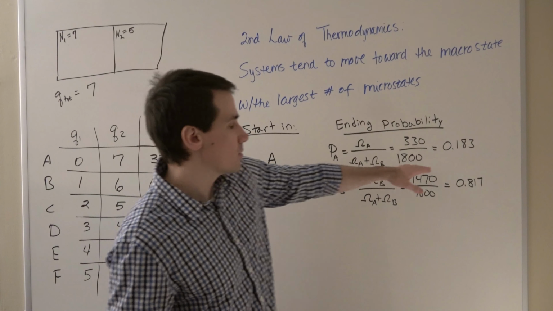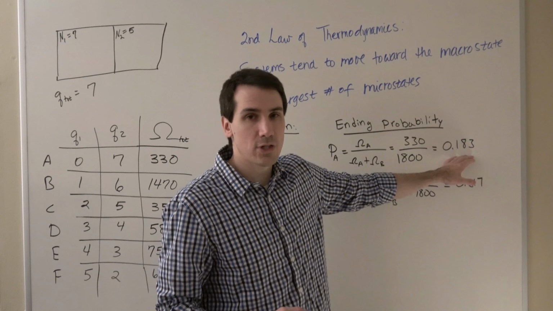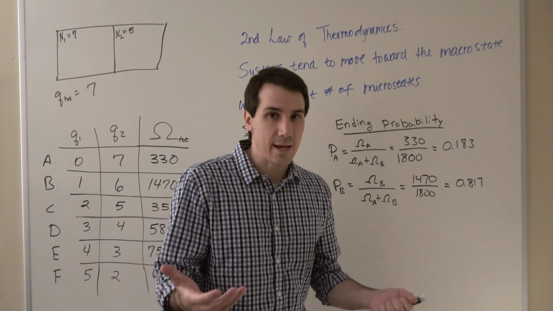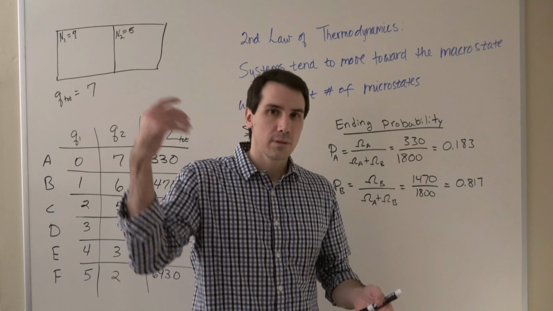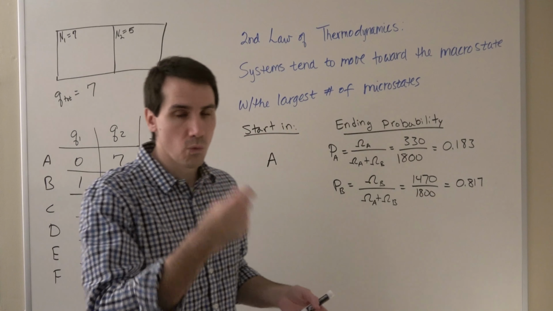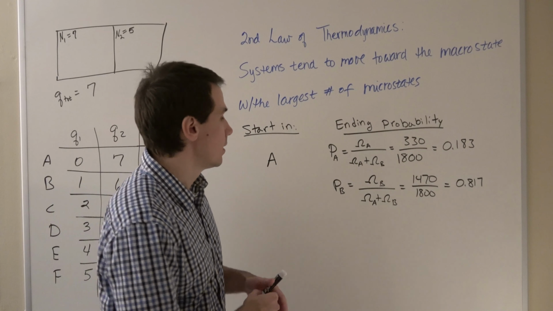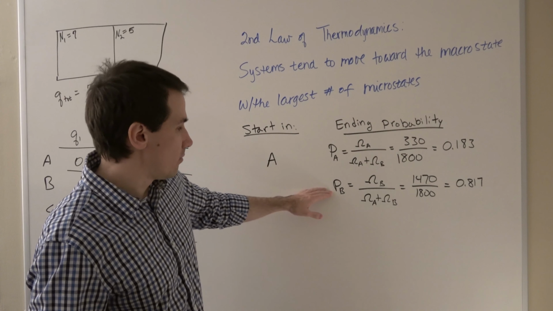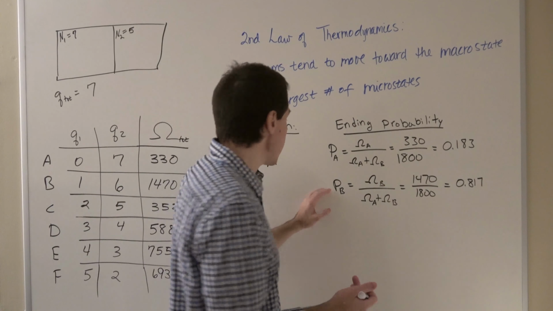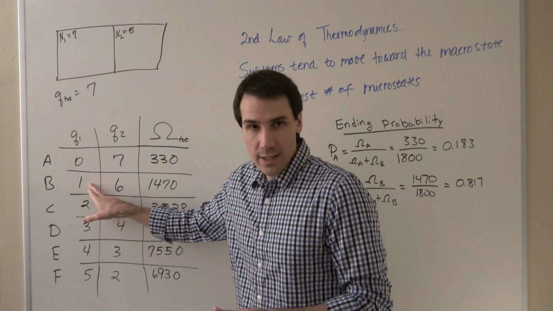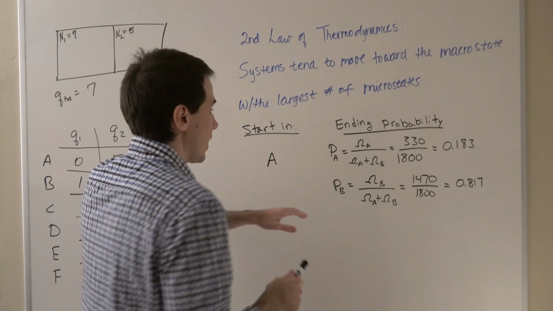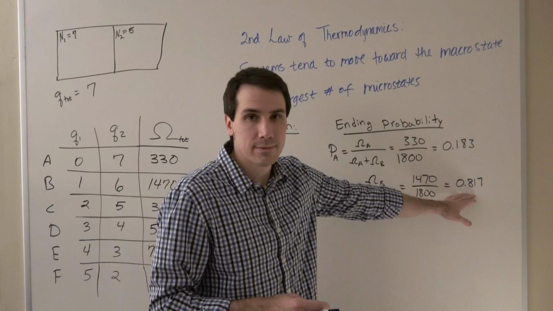So that leaves us with an 18.3% chance of taking a step and not having Q1 gain energy, while the probability of ending up in state B, where Q1 has gained energy, is in fact 81.7%.